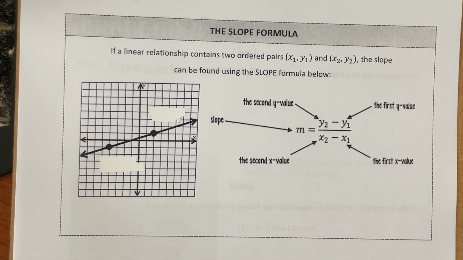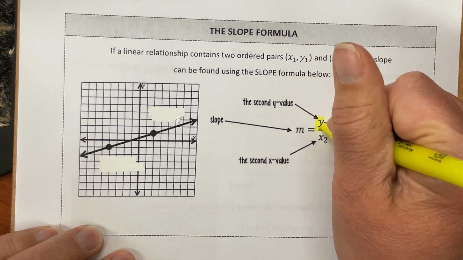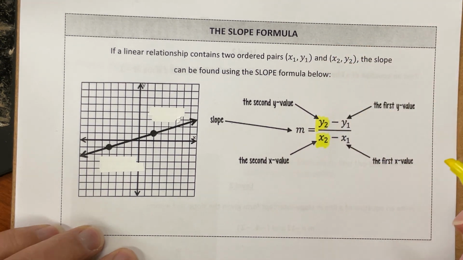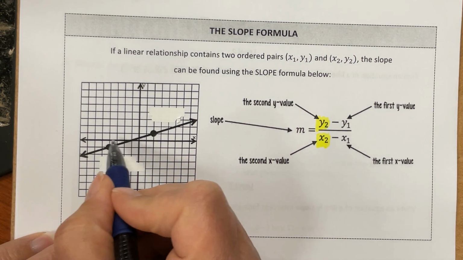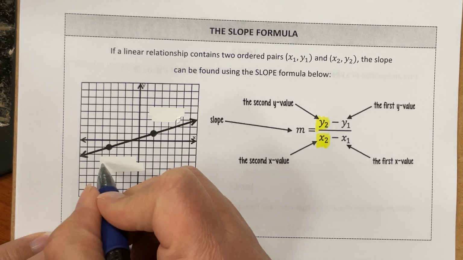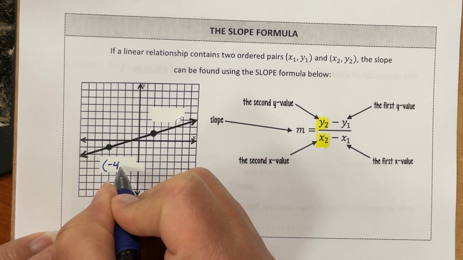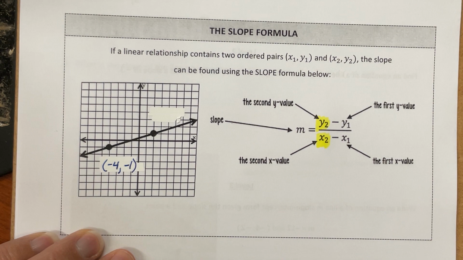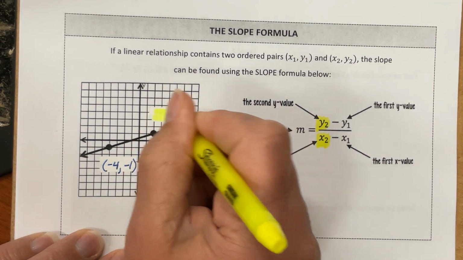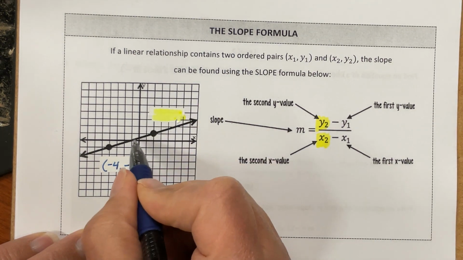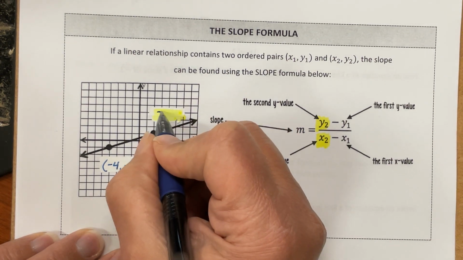I'm going to be using my highlighter a lot, so if you don't have a highlighter, that's okay. Use 2 different colored pencils. It also will work. So here's my second y and my second x. And I'm just going to write down the points here. This point is at -4, -1. And I'm going to use my highlighter for the other point, my next point, which is going to be at +2, +1.